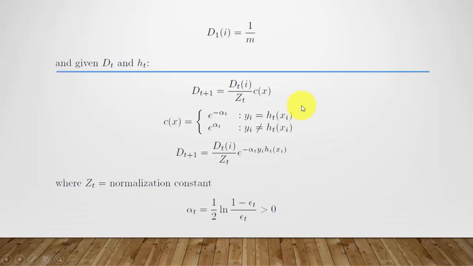And if y is not the same as h, this is for binary decisions. For example, if it's a match, c is equal to this. If not, then this case. And finally, we have to update our weights with this formula.